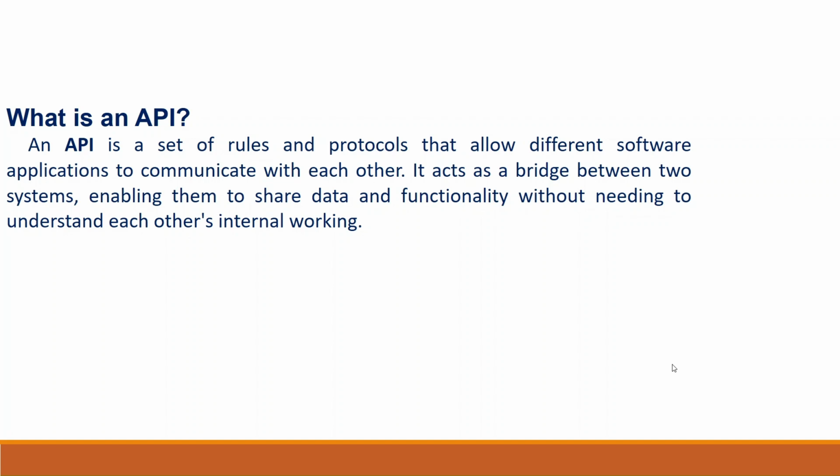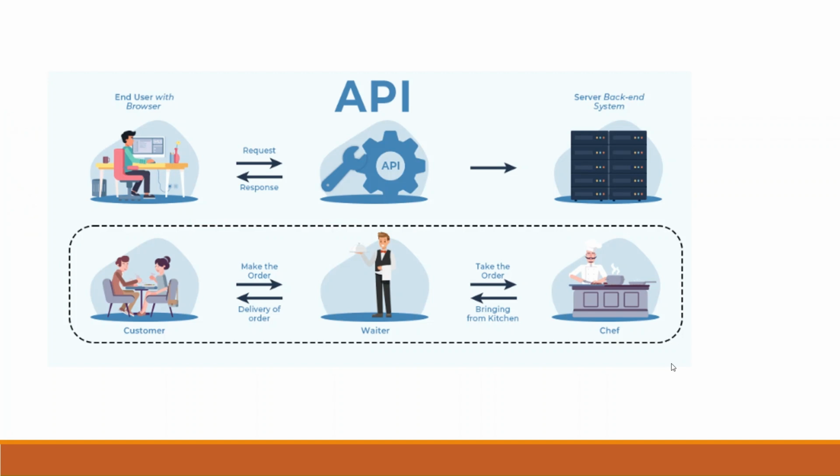So why do we need to use an API in your code? Before that, I'll show you one thing. You can see here, guys, the end user with a browser, and here is our backend system, and here is my API. What is happening? The user will send a request to the API. It will go back and check the request. If it is available, it will provide the response. If it is not available, it will say it is not available.